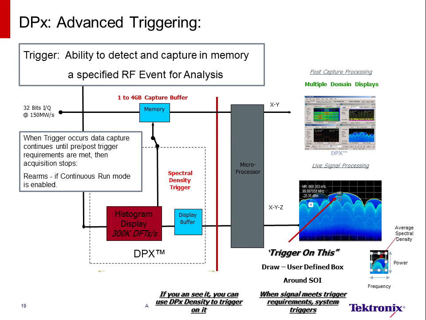The RSA models have 4 real-time processes. The real-time capture, similar to VSAs that we previously spoke about. DPx, which captures, processes, and displays up to 390,000 or more DFTs per second in histogram format. Spectral density trigger: you can draw a box over a signal of interest in the DPx display and trigger on its spectral density when the signal occurs again. Frequency mask trigger: as I said before, you draw your own mask and make it look anywhere in the span for signals of whatever amplitude you've designed the mask for.